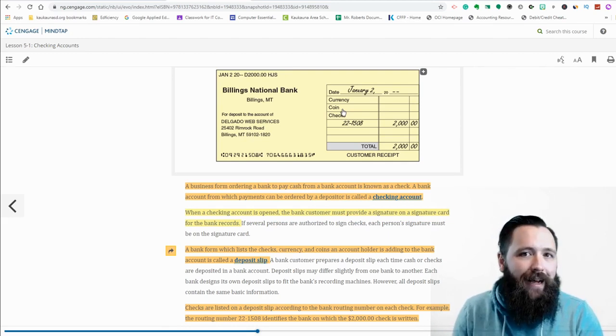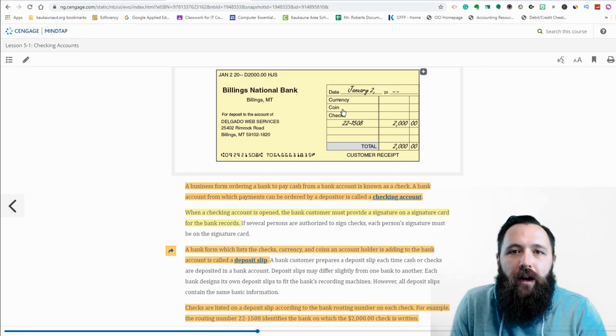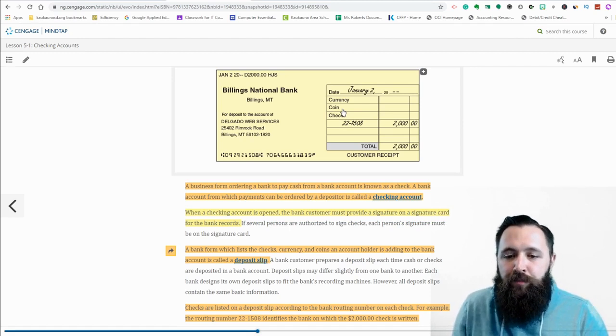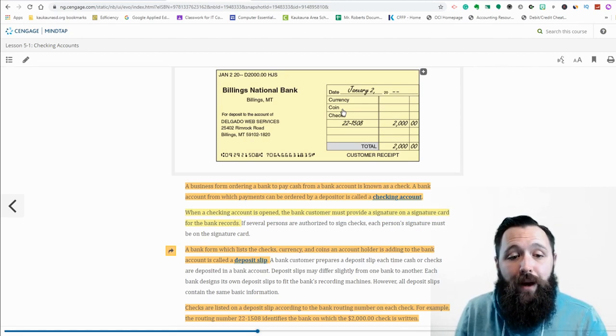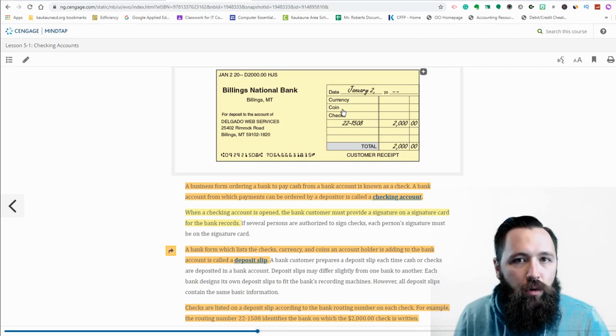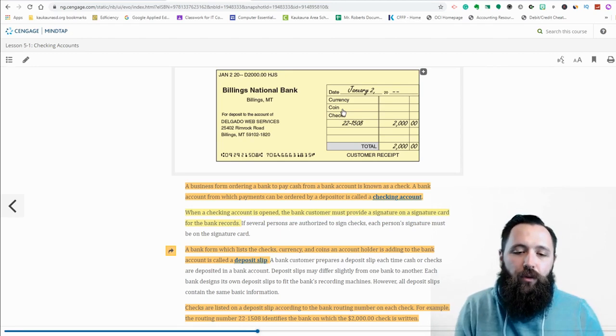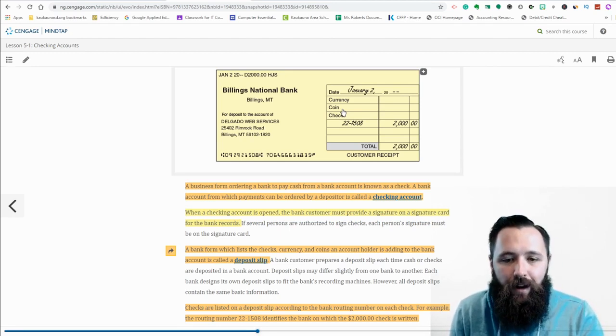And when we fill out a deposit slip, we must have something to actually put our money into, and that's going to be considered a checking account. It says here a bank account from which payments can be ordered by a depositor is called a checking account. And the depositor is the person that owns it, right? So if you have a checking account, technically you're the depositor on that account. You're the one that puts money in there.